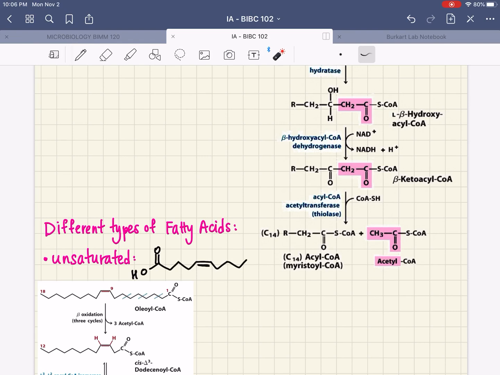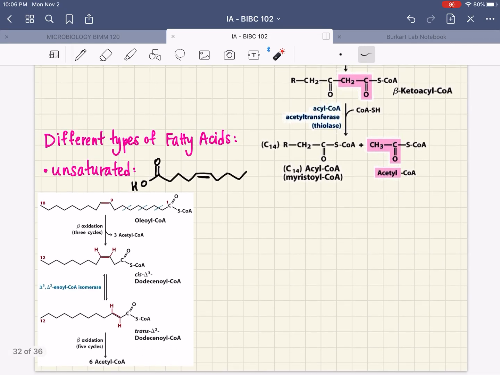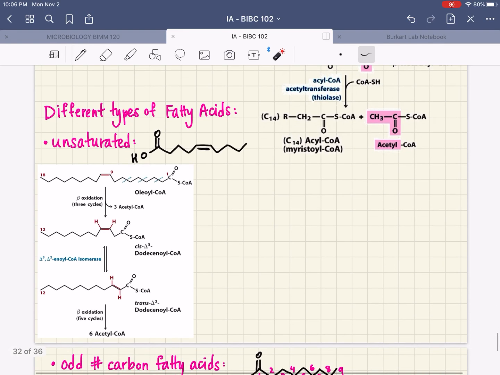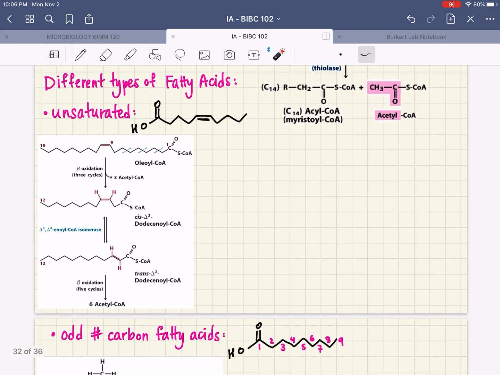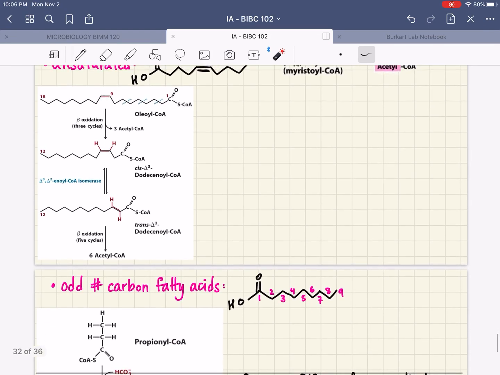However, we will run into some problems if we have an odd numbered fatty acid. But also, we will run into some problems if the fatty acid is not fully saturated. So let's talk about those two problems and how the cell takes care of them, right? The problem of having an unsaturation in the chain, and also the problem of having odd number of carbons in the fatty acid chain.